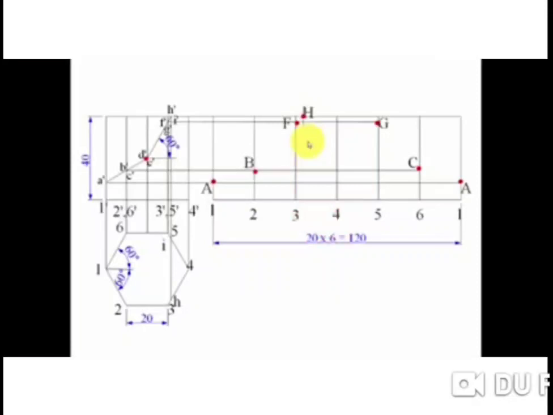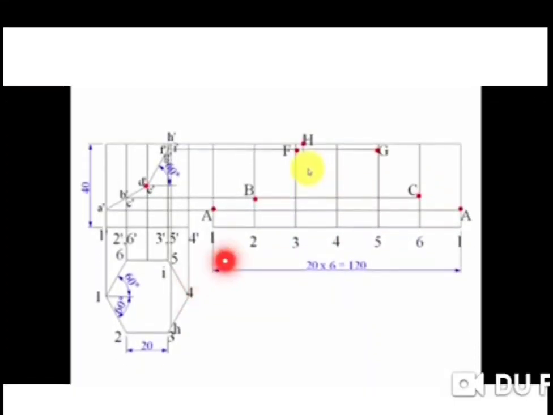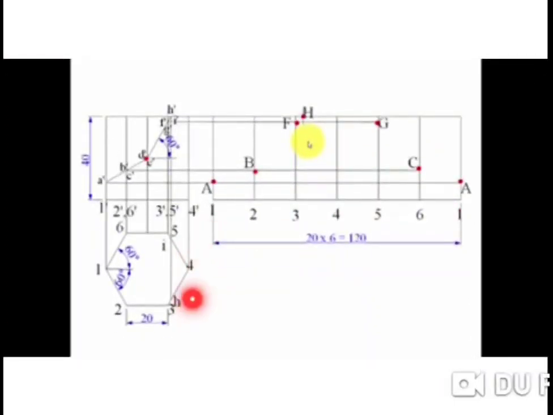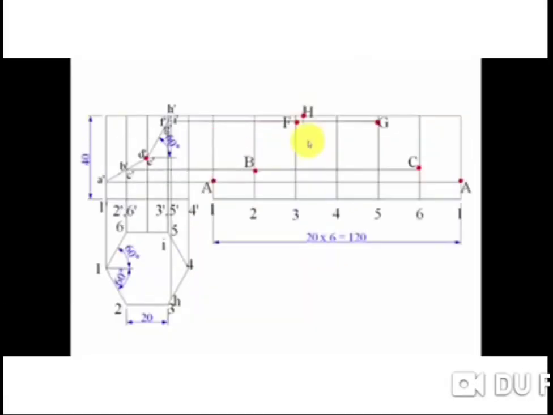Keep the metallic pointer of the compass on point 4, on the edge 3, 4. Take a distance from 4 to H, so that the pencil pointer is on H. Now I come to the development. This is the 4 point, compass metallic pointer here, and I will mark the point H here.